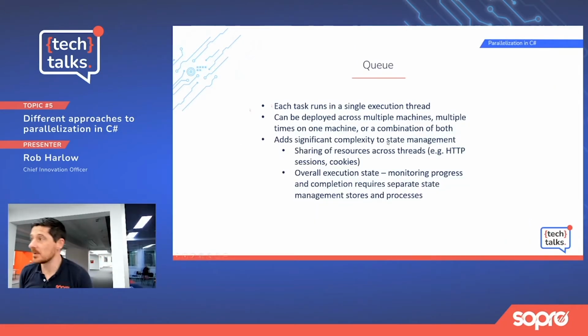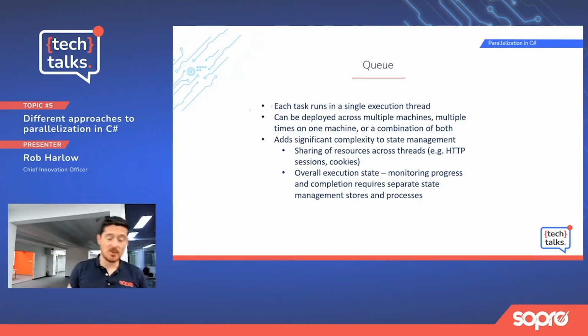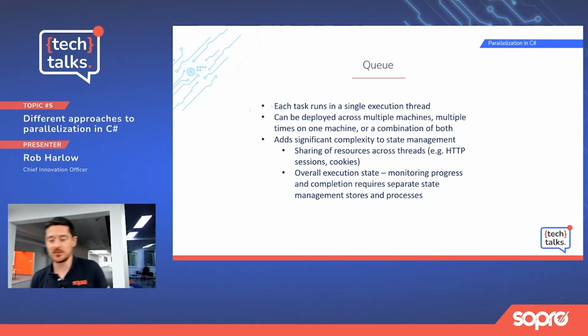Okay, so really to sum up a queue, each individual task runs in a single execution thread. However, they can be deployed across multiple machines, multiple times on one machine, and typically a combination of both. Now, one of the downsides is this, it really does add significant complexity to state management. And for state management, there's a couple of ways of looking at that. There is sharing of resources, HTTP state cookies, could be entity framework, anything that you'd want to use a sort of a singleton pattern through dependency injection becomes very difficult when you're talking about different machines, whereas it's trivial when you're looking at the first two examples.